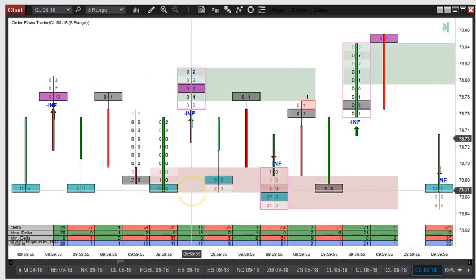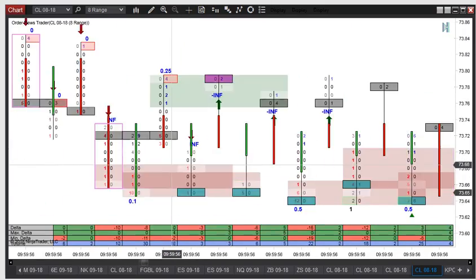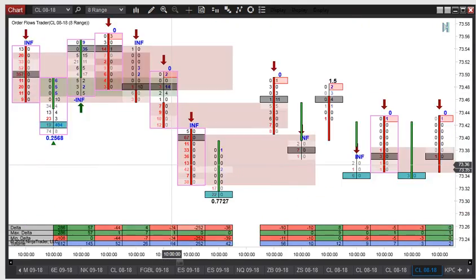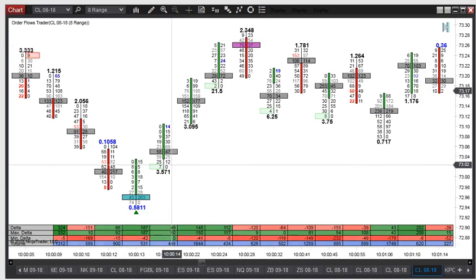Now you had some data come out here. That's why there's markets in fast market mode. NinjaTrader can't keep up with the data that's coming out. It's one of the drawbacks of dealing with NinjaTrader.